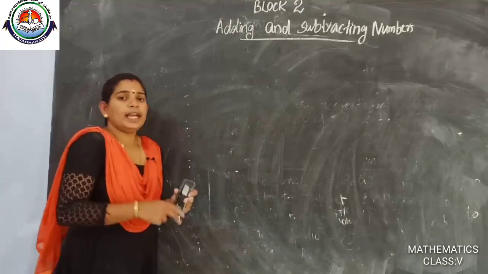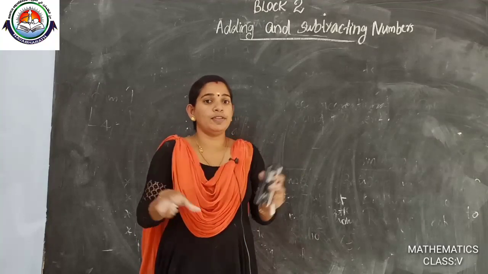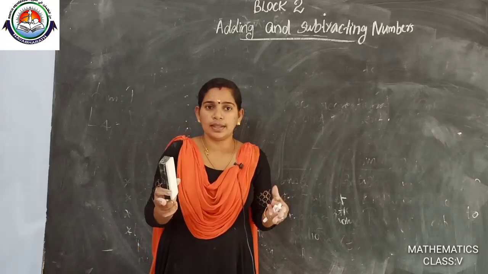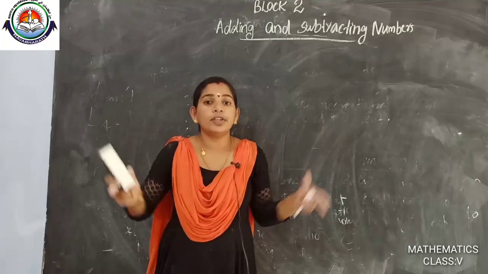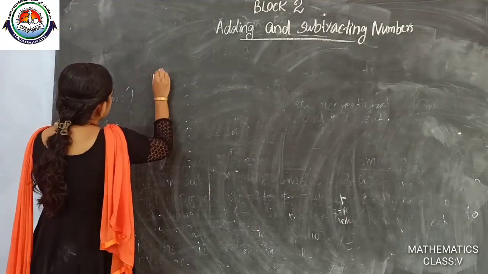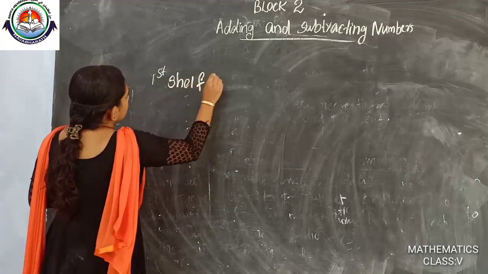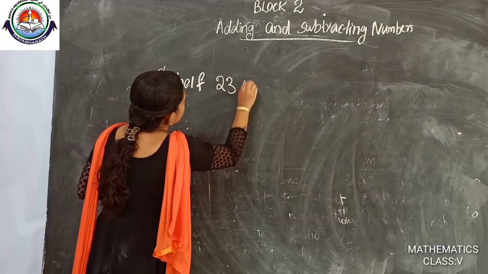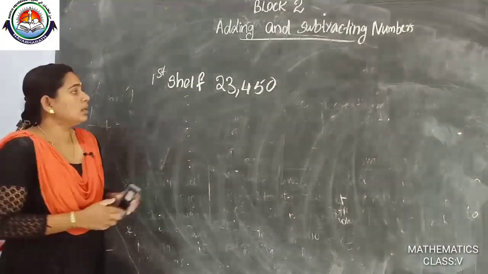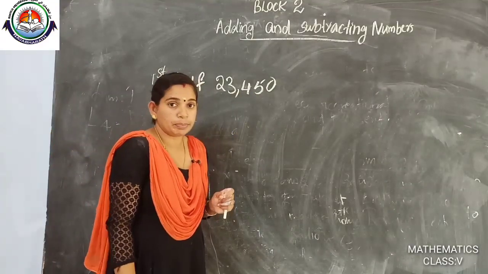Okay. One day I visited a big shop, a big mall. A lot of toffees are there. Full shelves, full of toffees, in one section. Then one shelf, the first shelf, has 23,450 toffees. Just count it. At counting time, the first shelf has 23,450 toffees. Okay.